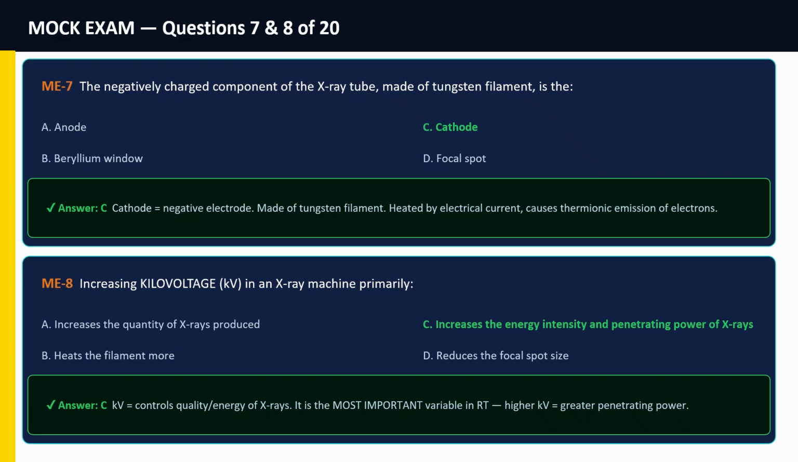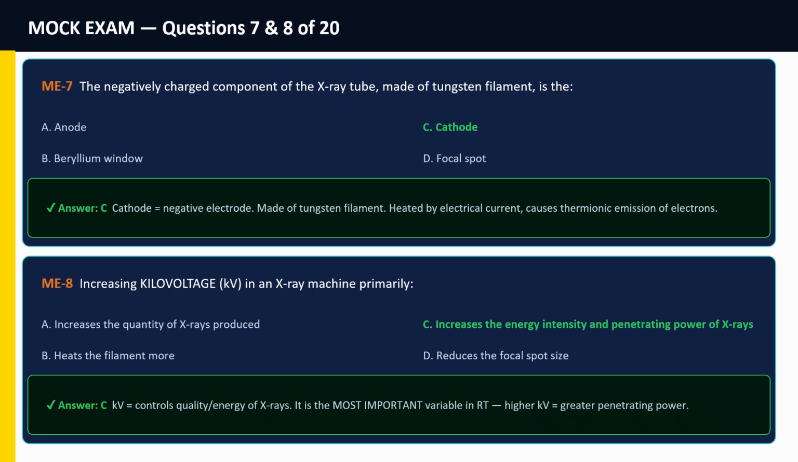Question 8 asks what happens when kV is increased. Increasing kV increases the potential difference across the tube. That accelerates electrons toward the target with greater kinetic energy, producing a higher energy X-ray spectrum and generally greater penetrating capability. This is why kV is associated with beam quality or energy. Do not confuse this with mA. Increasing mA primarily increases the number of electrons striking the target and therefore increases X-ray quantity.